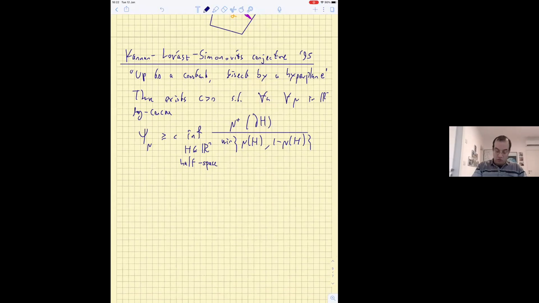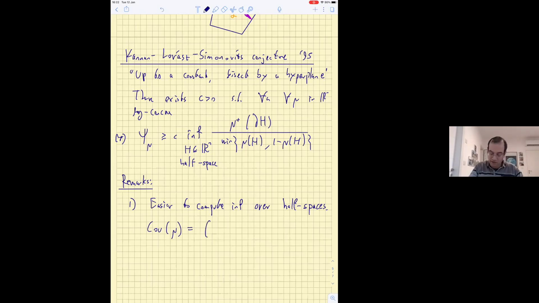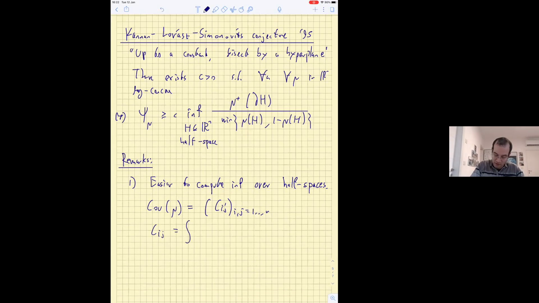Okay, so just a remark. Many remarks. First of all, let's call it star. It is much easier to compute the infimum over half spaces. Why? Because of the relation to the covariance matrix. So mu is log-concave, it has moments of all orders. In particular, you can consider its covariance matrix, where C_ij is the integral of x_i x_j d mu minus the product of the means. So that's the covariance matrix.